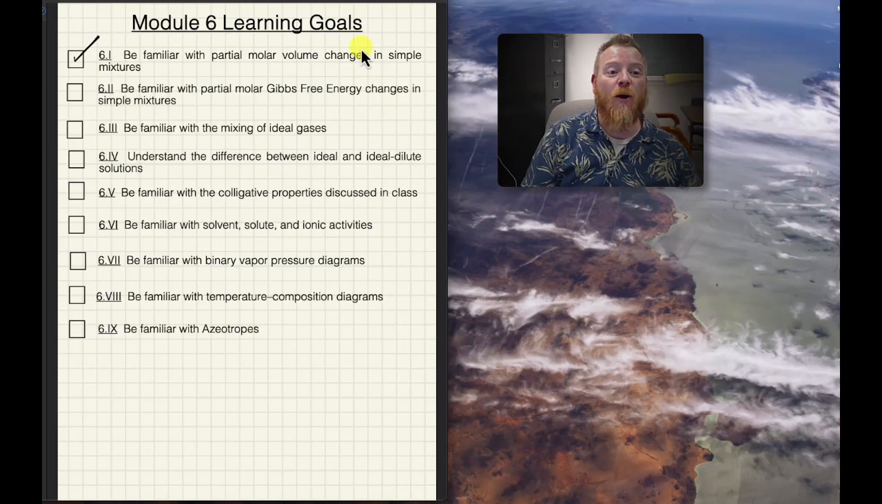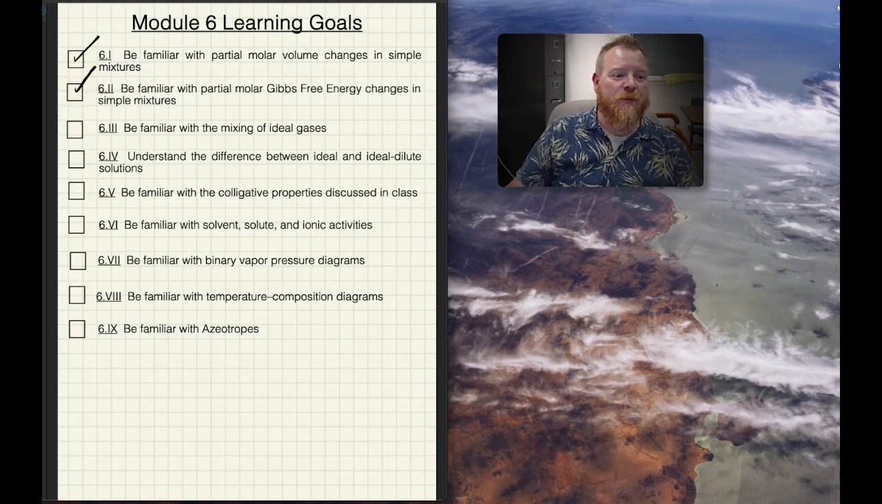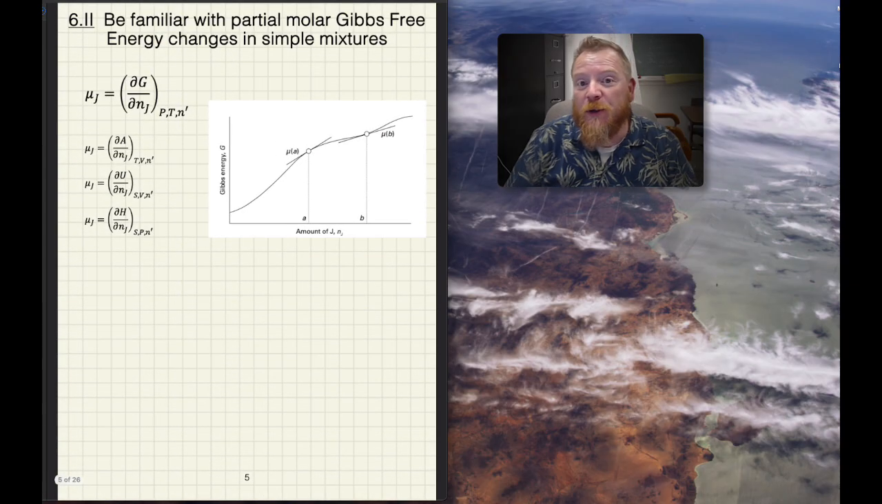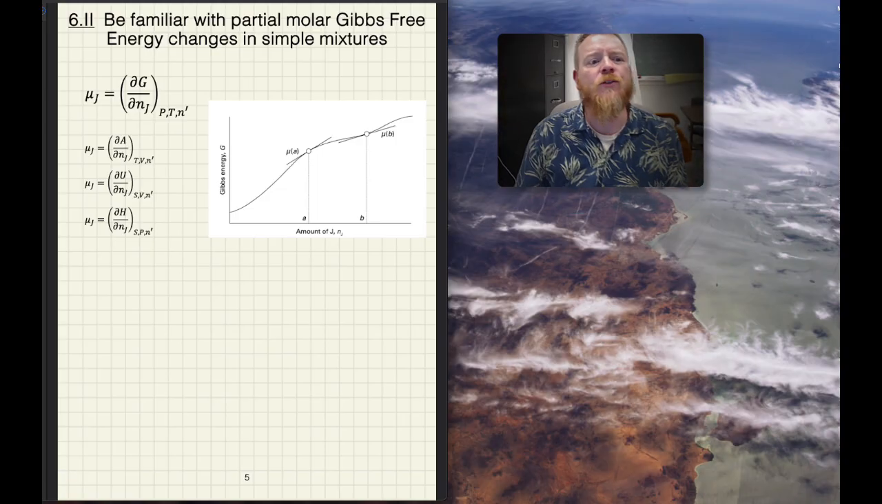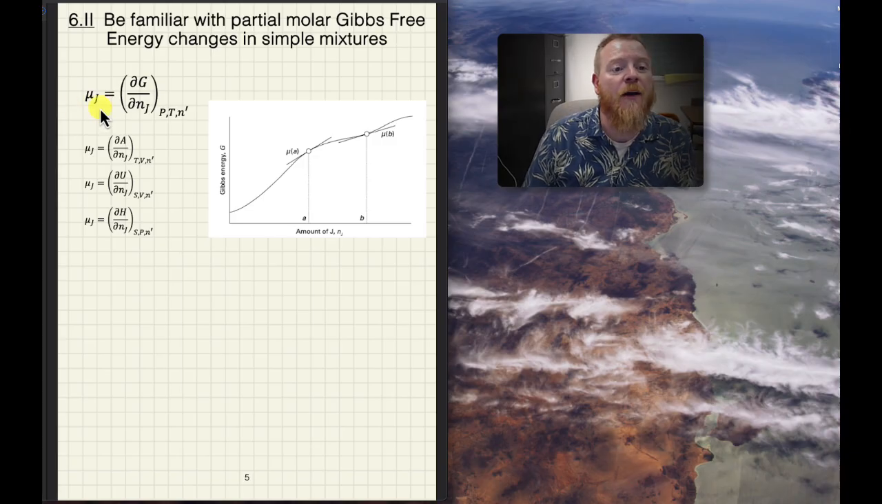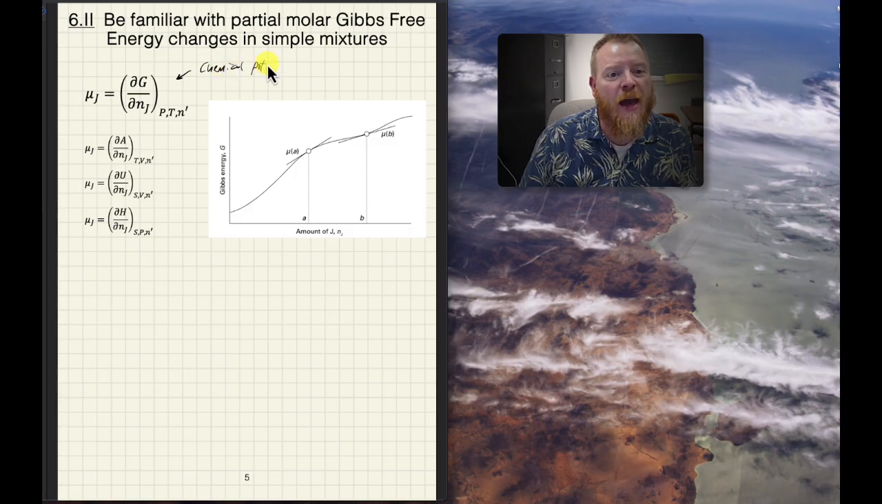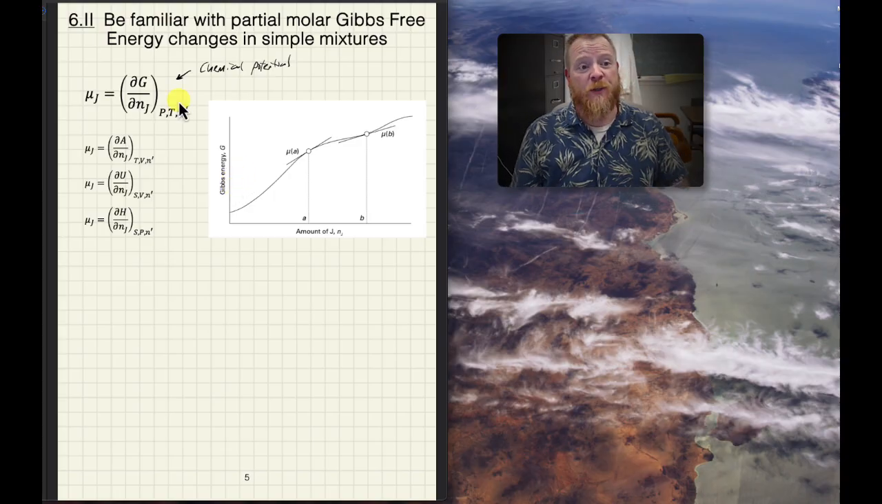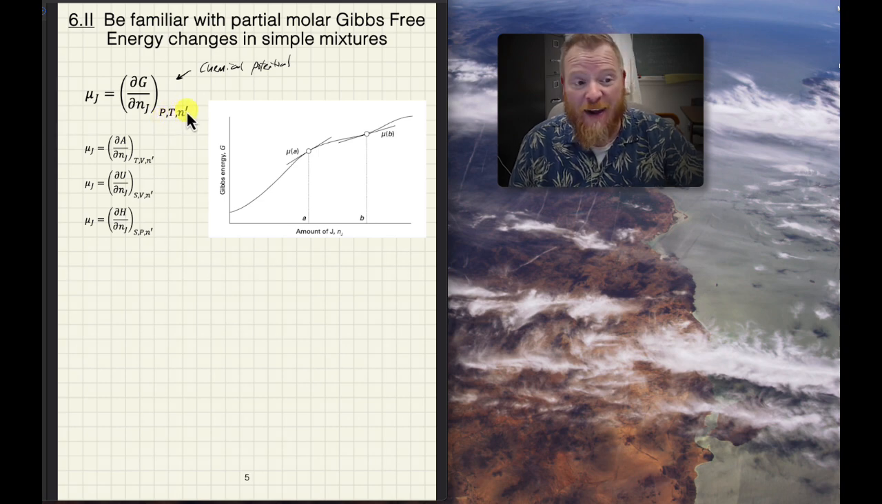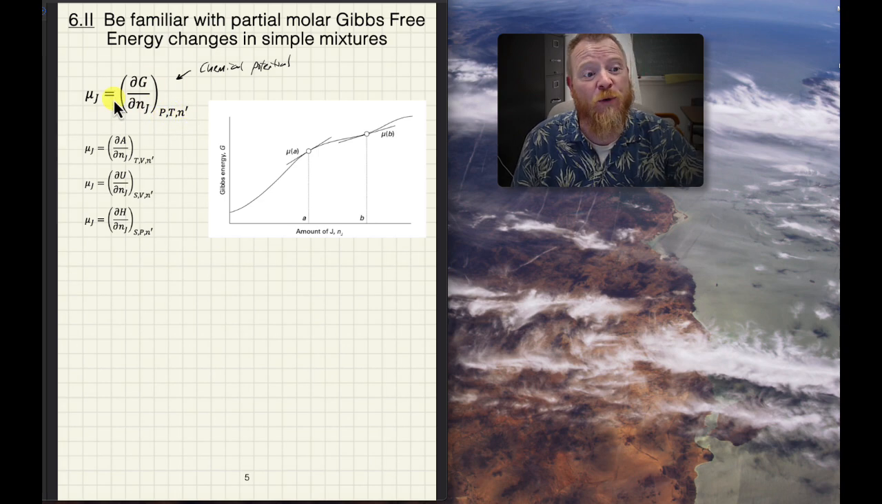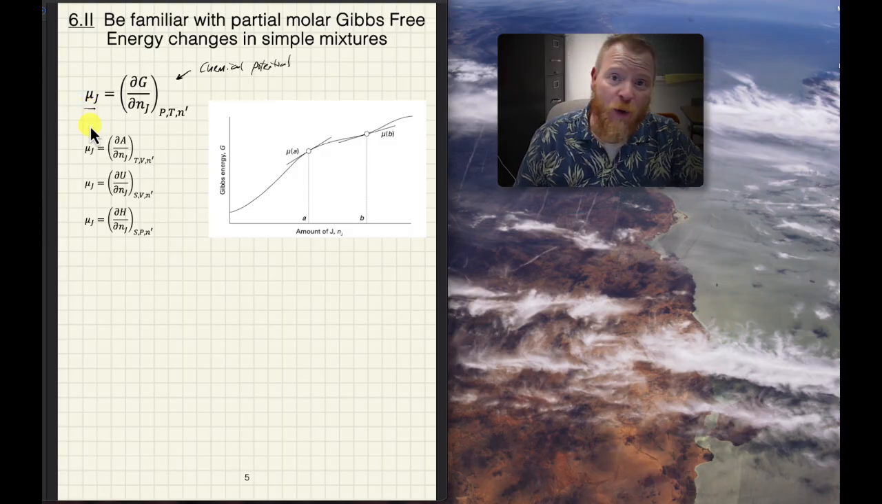Okay, picking up where we left off, we're now going to talk about partial molar Gibbs free energy changes in simple mixtures. And this will be very similar to what we talked about with partial molar volume changes in chemical mixtures. So we've introduced this concept of chemical potential, and I noted that it is related to the Gibbs free energy. For example, if we look at the Gibbs free energy at constant pressure, temperature, and constant number of moles, we can replace that whole derivative with mu, chemical potential.